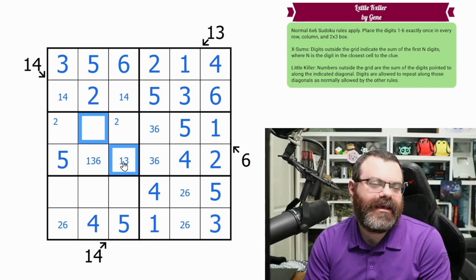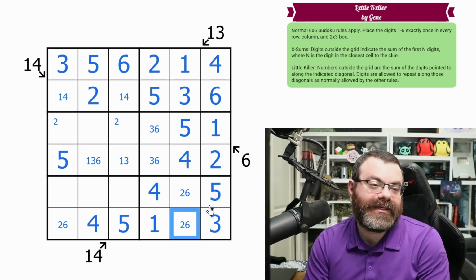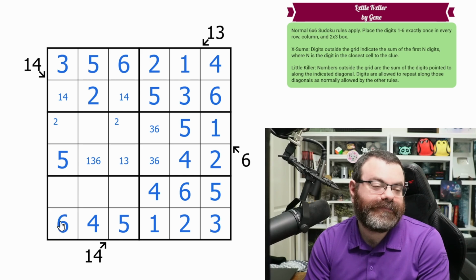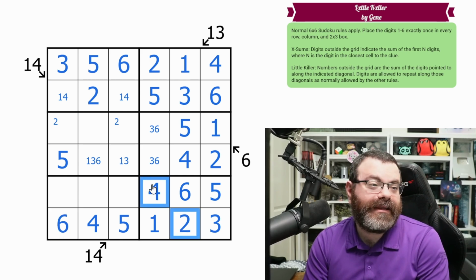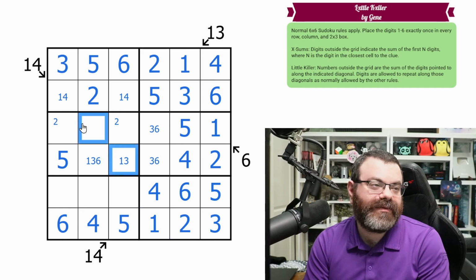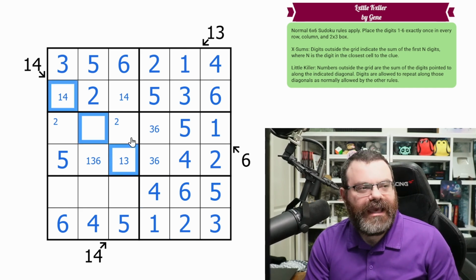Let's just go over that again. Minimum this can be is a 1, 3 pair. That's 4. Plus another 4 is 8. Minimum here is 1, so that's 9. 14 minus 9 is 5, so this can't be a 6. That's 2, that's 6, that's 6. And so now we know that these add to 6, so these add to 8.